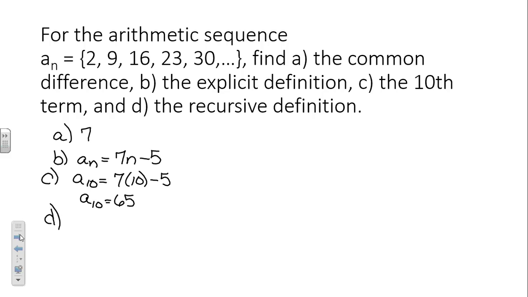And then part D, we were to find the recursive definition. So the recursive definition says, hey, tell me what the first term was. A sub 1 was 2. And then what are we doing to each one? If we want the nth term, or a sub n, you take the previous one and you add on our common difference. Or you could have said a sub n plus 1 is a sub n plus 7. It gets you the same thing.